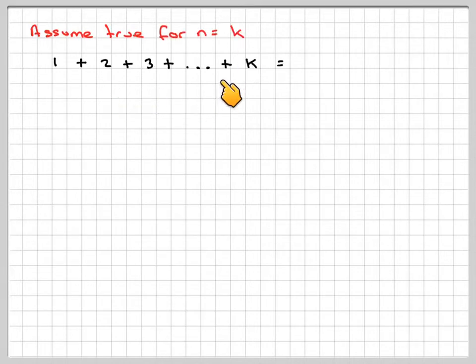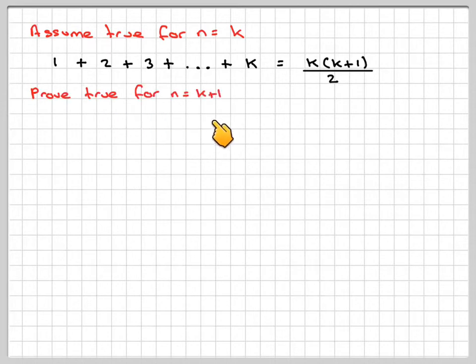Right, then what we do is we assume true for some value, and we say that value is k. So what we are saying is 1 plus 2 plus 3 plus all the way up to k will be equal to k times (k + 1) over 2. So we replaced our n with k. And then what we do is we now prove true for n = k + 1. So we take this and we add another term, k + 1, and then we add this same term to the right-hand side as well.